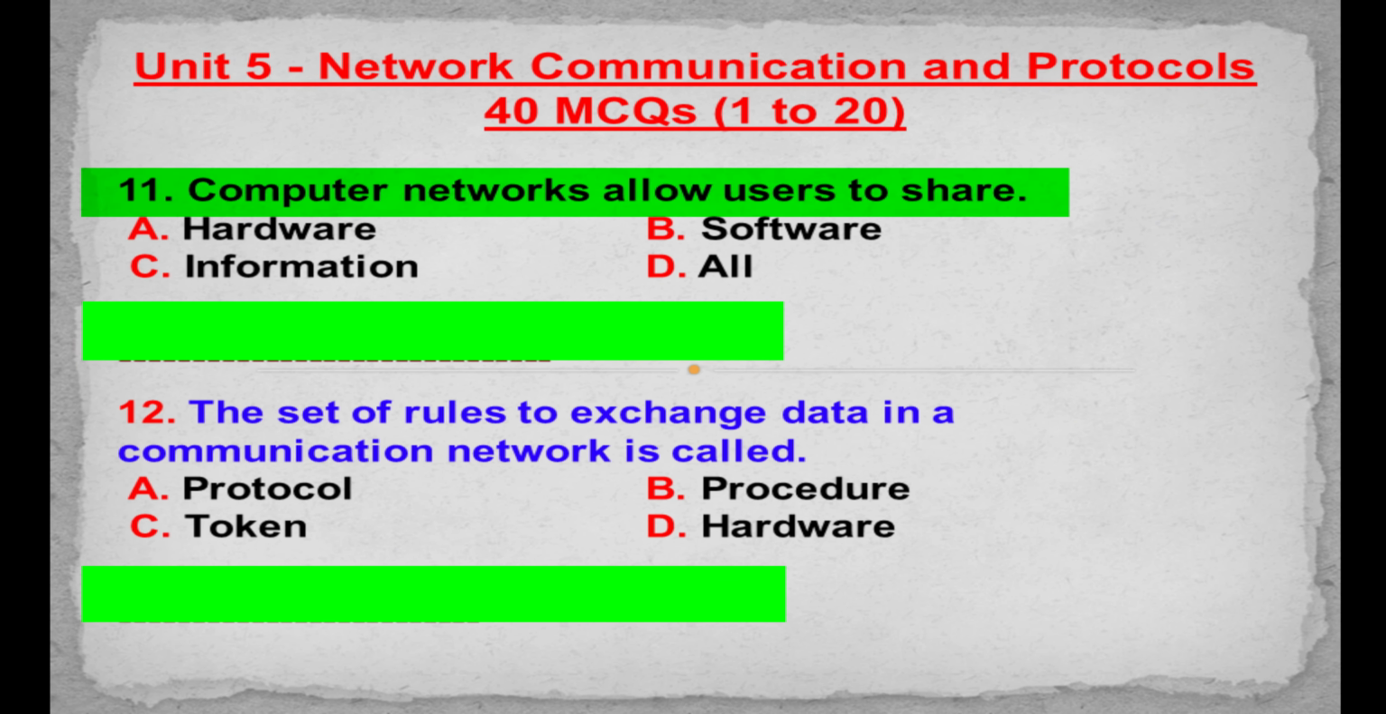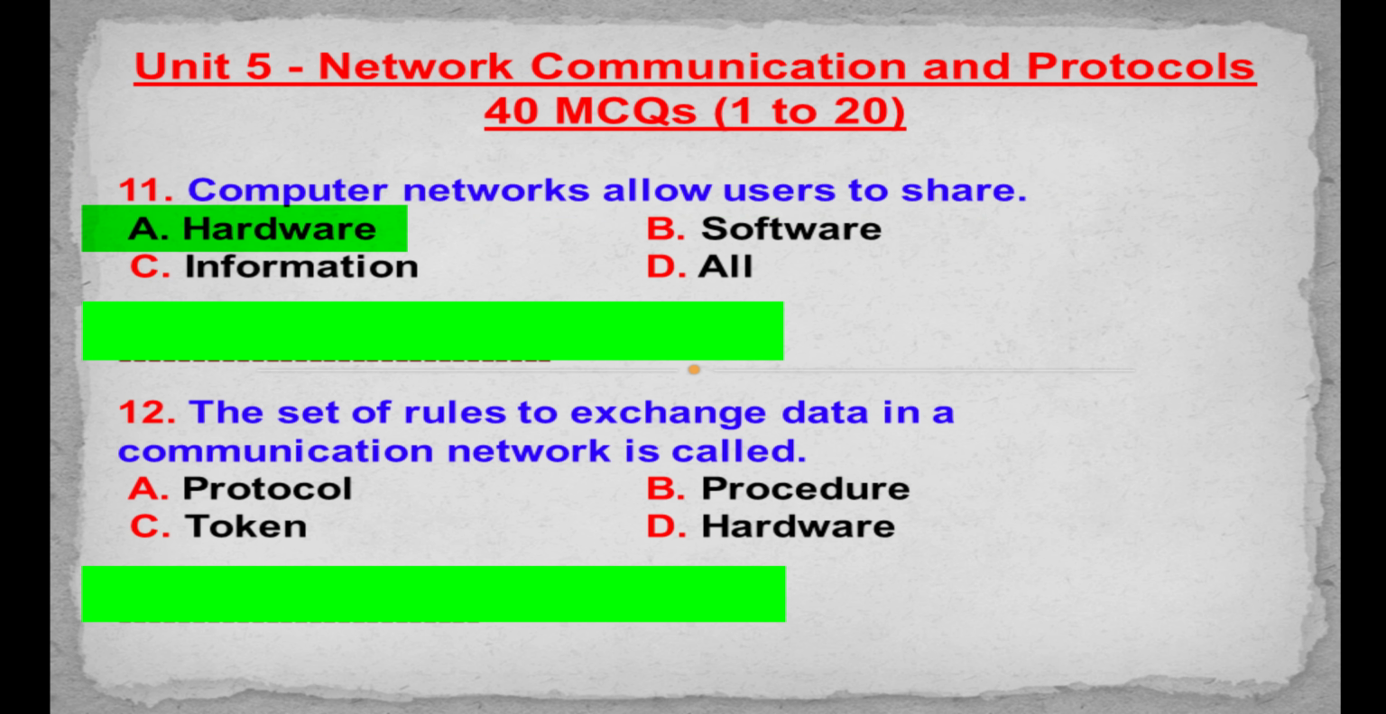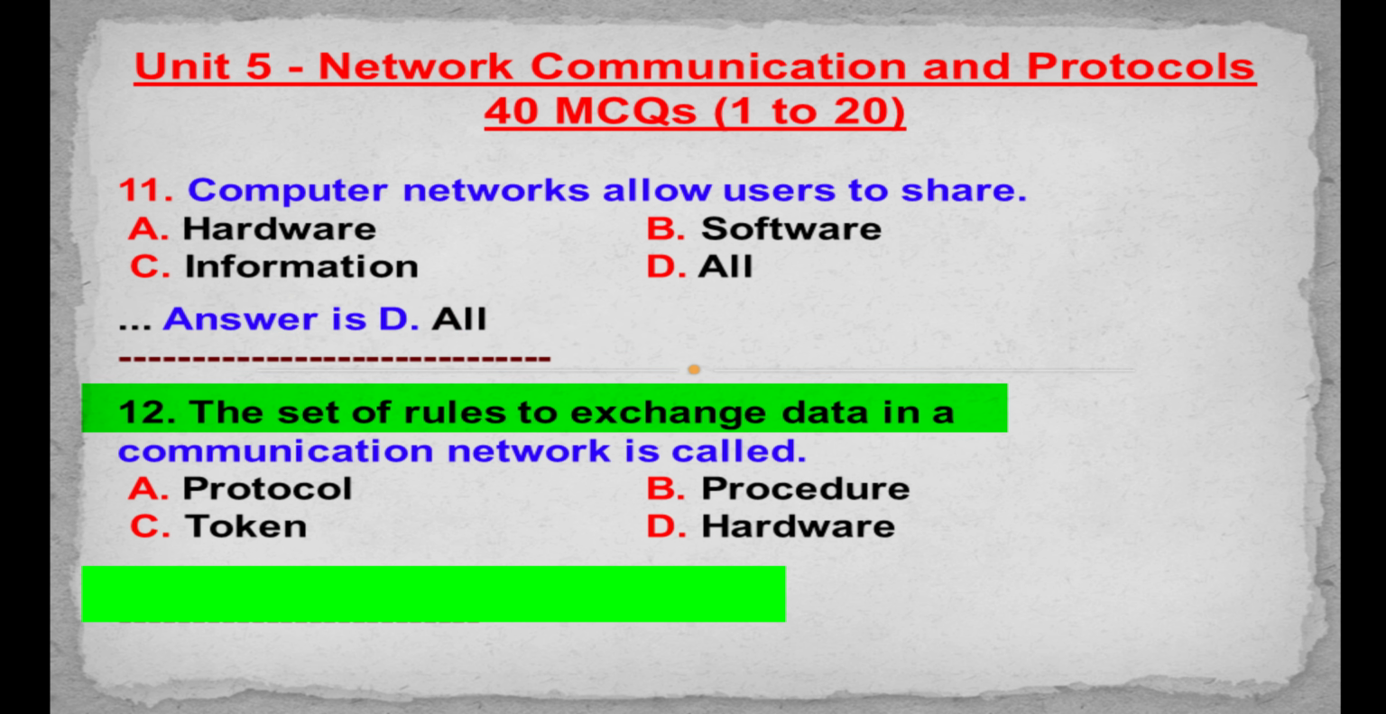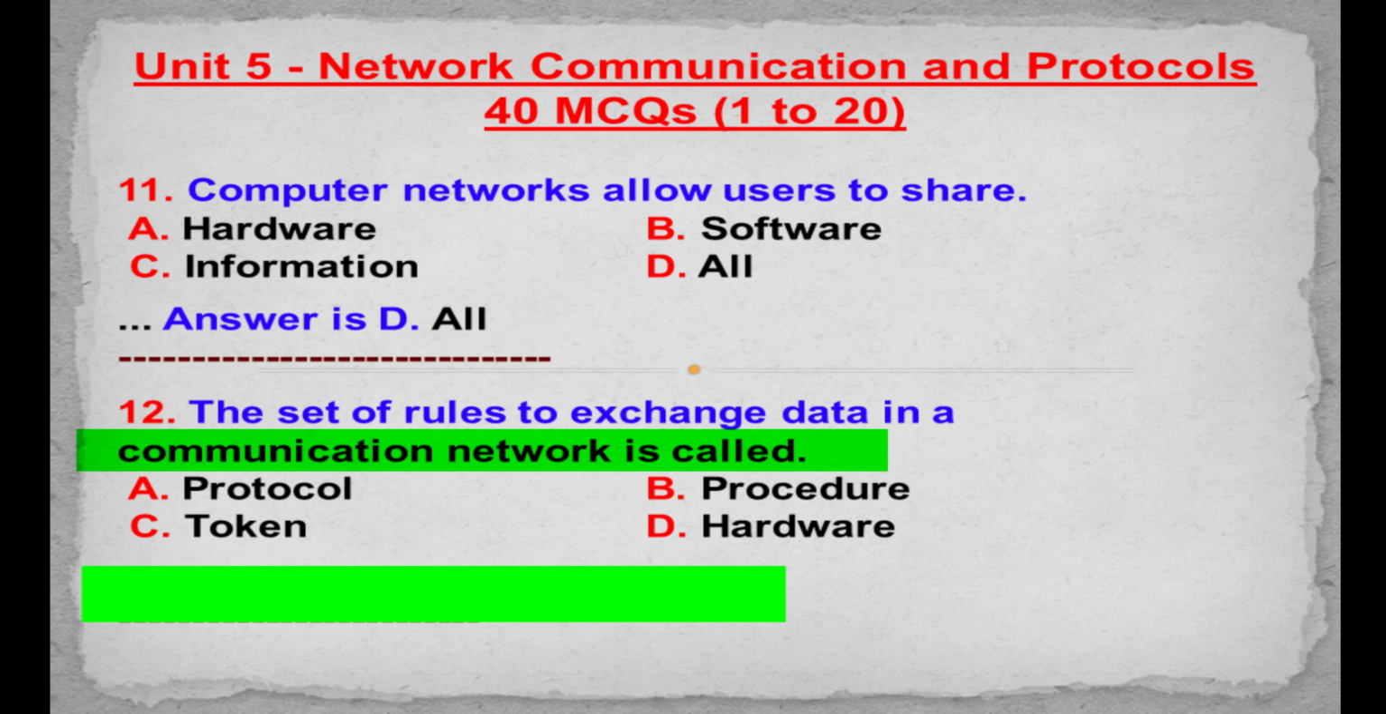MCQs number 11. Computer networks allow users to share. Option A, hardware. Option B, software. Option C, information. Option D, all. Correct answer is option D, all.